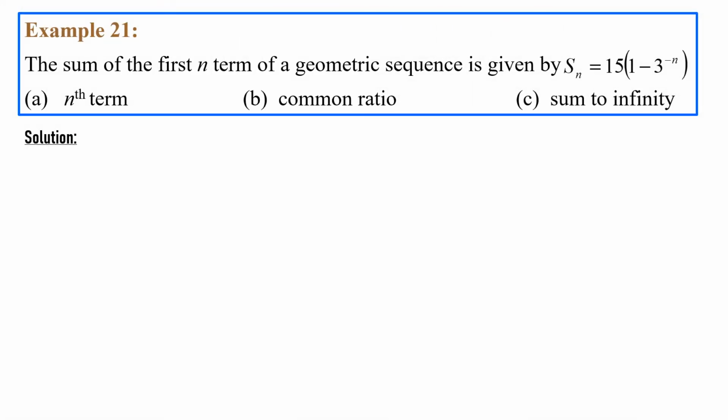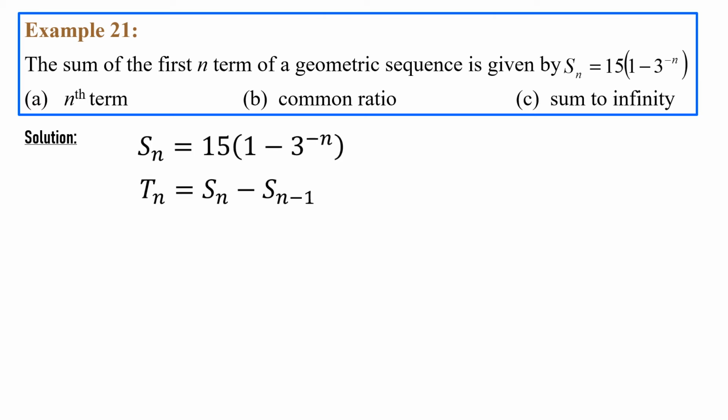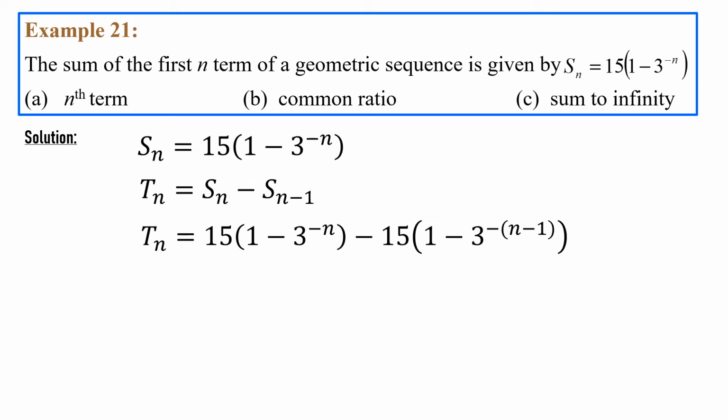Example 21. The sum of the first n terms of a geometric sequence is given by Sn equal to 15 times 1 minus 3 to the power of negative n. First, determine the nth term. We know that to get Tn, we can use the formula Sn minus Sn minus 1. Substitute the formula of Sn that we have. And for Sn minus 1, we just change n here with n minus 1.